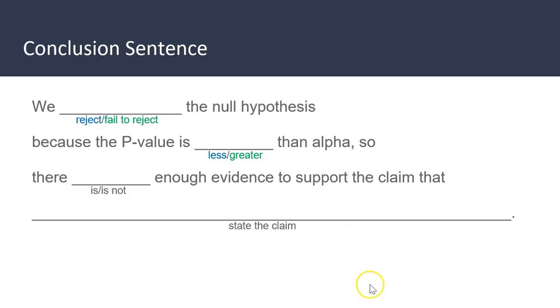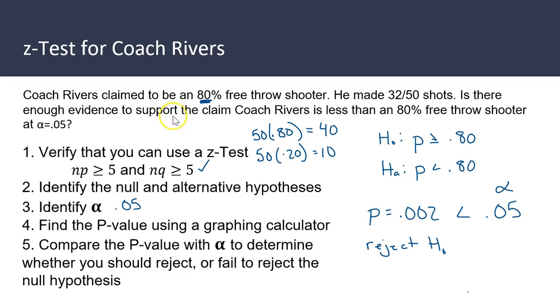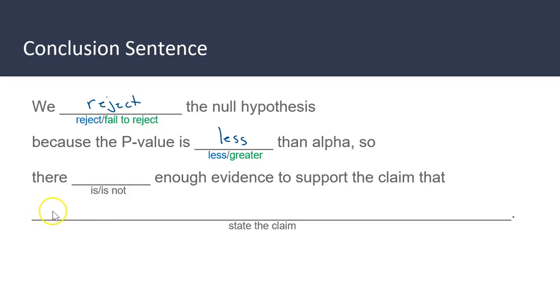All right, last thing is we need a conclusion sentence. So this is kind of a fill-in that you can use. So we are going to reject the null hypothesis because the p-value is less than alpha. All right, now this part, there is or is not enough evidence to support the claim. We have to go back to what the question asks. Our claim is that Coach Rivers is less than an 80% free throw shooter. So I'm going to put that here.